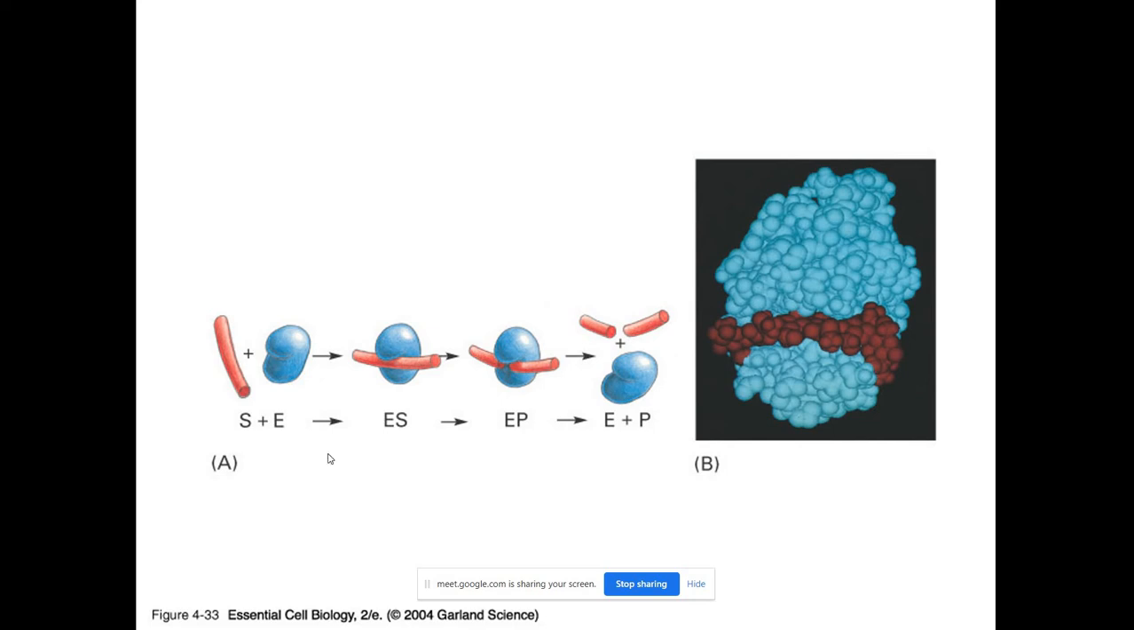There is a substrate that binds to the enzyme. In the second figure, in the second step, the enzyme-substrate complex is formed. Then after substrate binding, there is the formation of enzyme and product. This is the complex of enzyme and product. Then after that it is separated. The enzyme is separated from the product. Then the product is released. So here you can see there is the change.